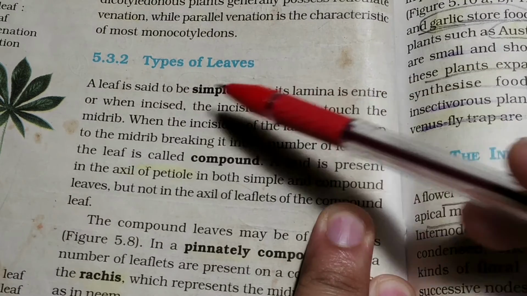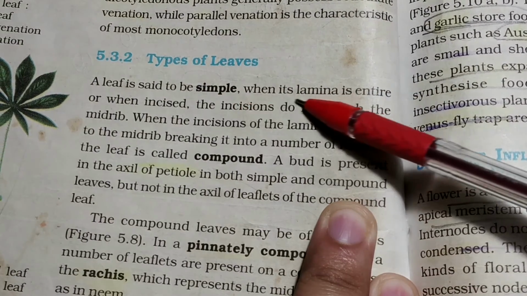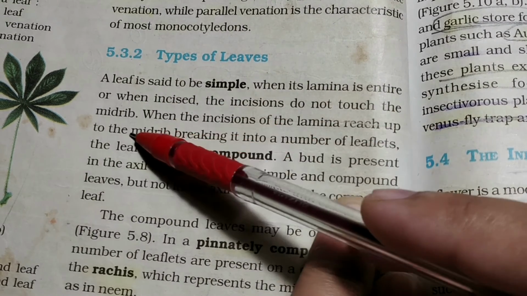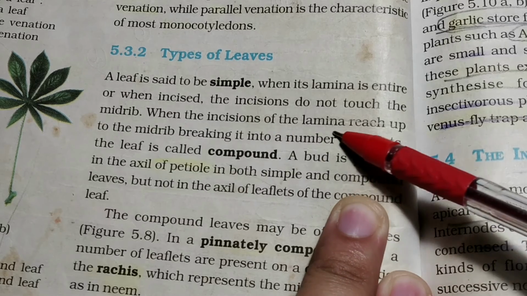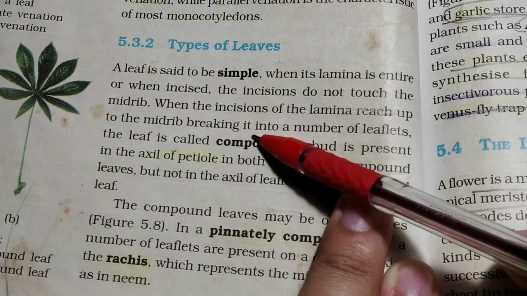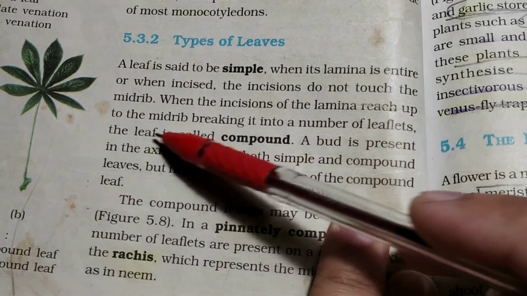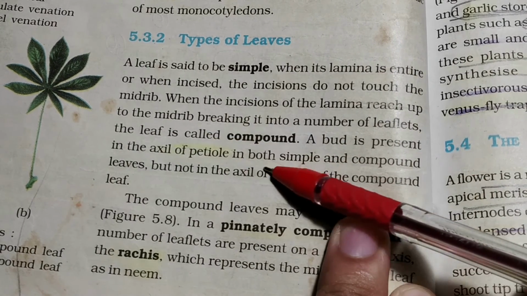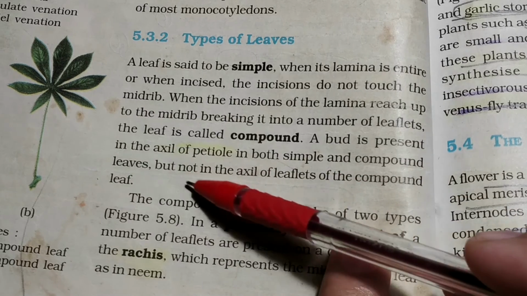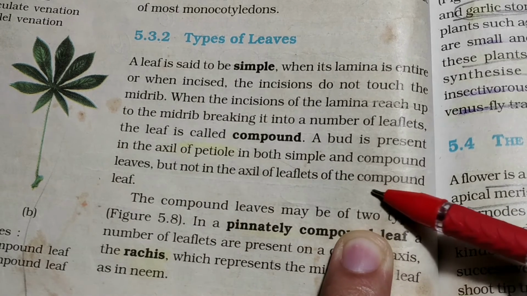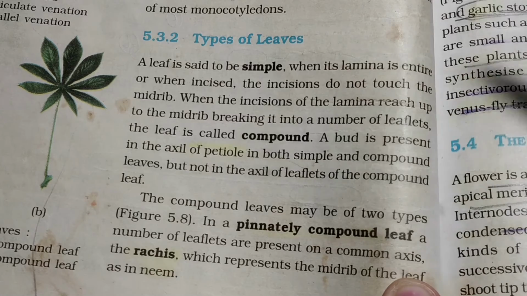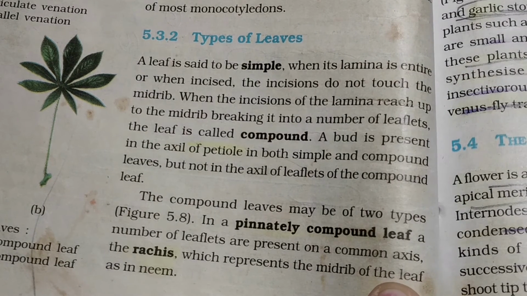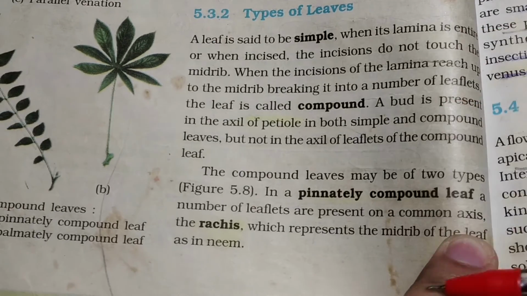Let's look ahead at types of leaf. A leaf is said to be simple when the lamina is entire or when incised, the incisions do not touch the midrib. When the incisions of the lamina reach up to the midrib, breaking it into a number of leaflets, the leaf is called compound. A bud is present in the axil of the petiole in both the simple and the compound leaves, but not in the axils of the leaflets of the compound leaf. So what do we call the axis of a compound leaf? Rachis. Okay, remember, rachis is also a term here.